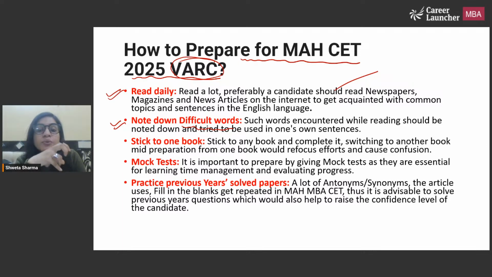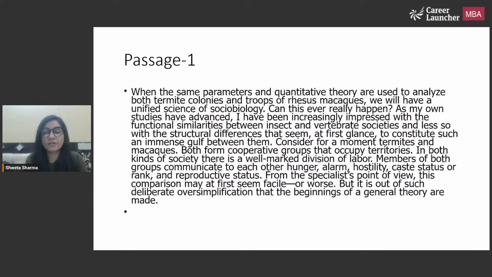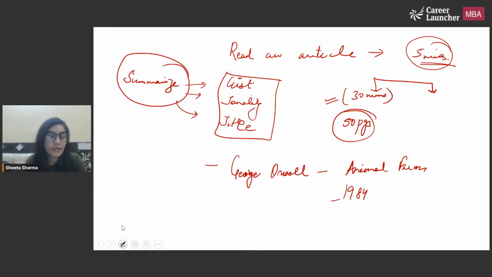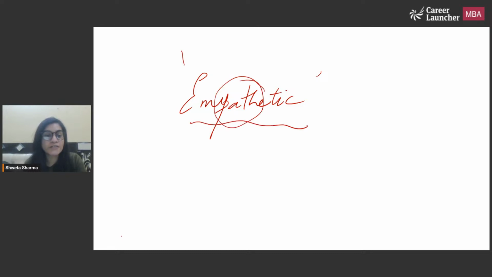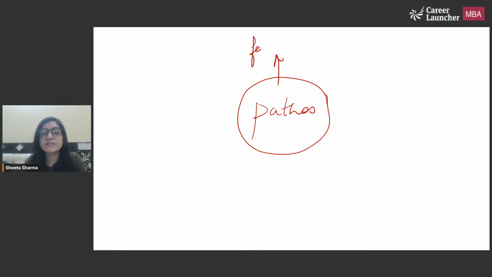So whatever tough words you encounter while you read, you can jot them down in your notebook and make a tree of that root word. What I mean by that root word is, for example, if you are reading any article and you come across a word like empathetic. Now it's a very simple word though, right? But I know that it has a very important word root, that is pathos. So I'll just show you how this one word can help you to learn different 5 to 6 words at least. So pathos refers to feelings.